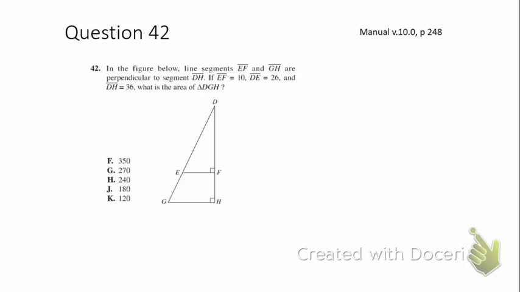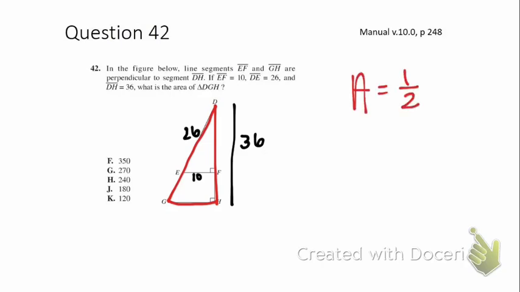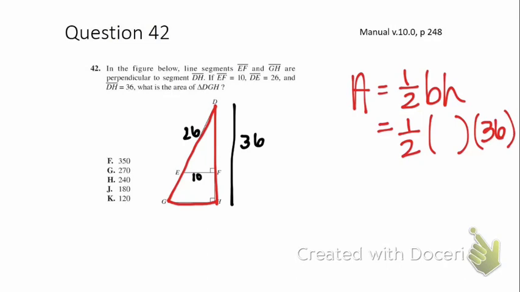Okay, so in the figure below, line segments EF and GH are perpendicular to segment DH. If EF is 10 and DE is 26, DH, so all the way down here, is 36, what is the area of triangle DGH? So I'm looking for the area of this big triangle. So over here, that's what my goal is, to try and find this area, 1/2 base times height. I don't know what the base is, but I know the height is 36. So then, I need to figure out what is this base right here.